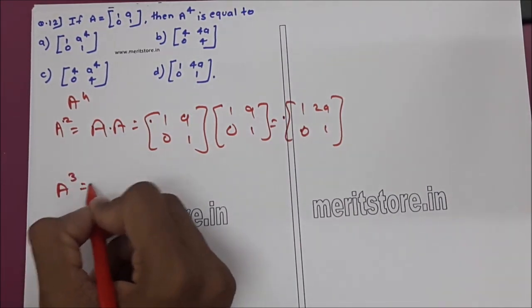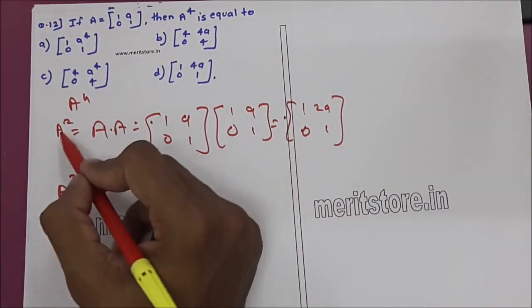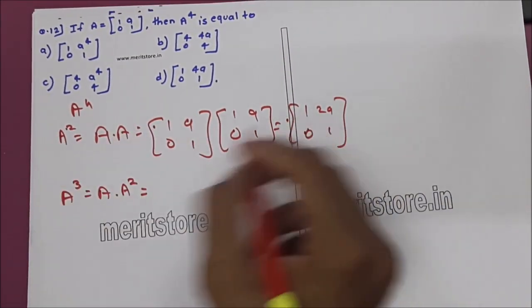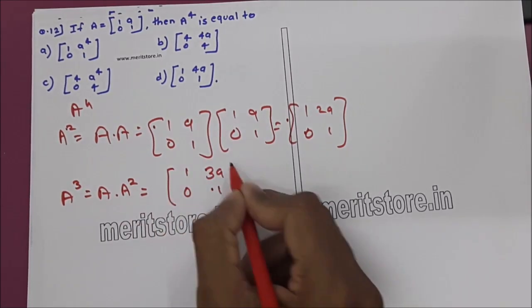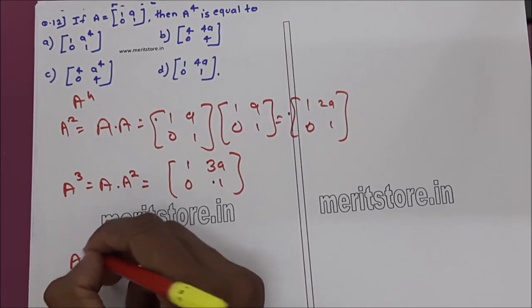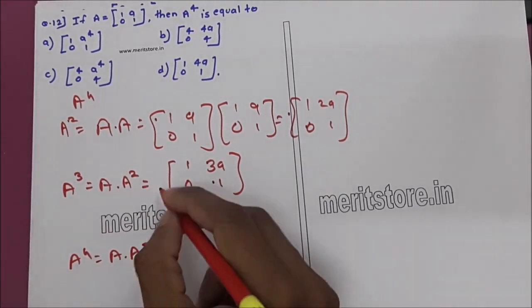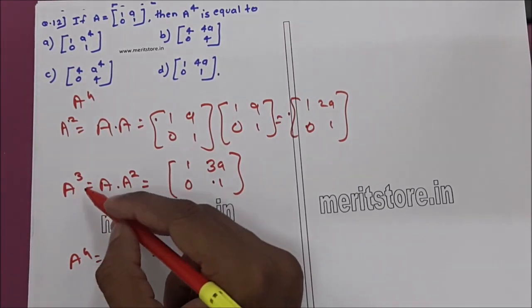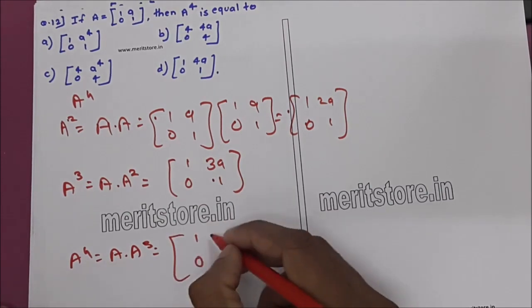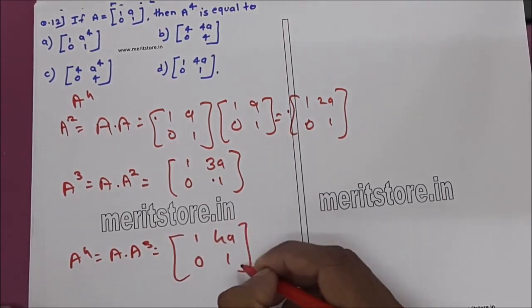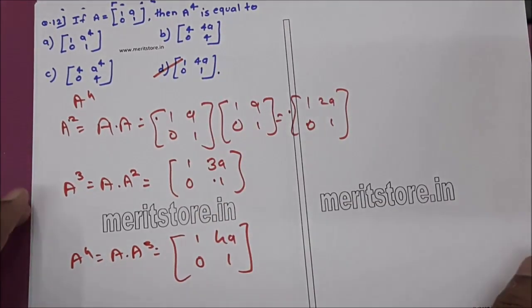Now we calculate the value for A cube, that is A into A square. We multiply matrix A and the value of A square, and we get 1, 0, 3a, 1. Now we calculate A raised to 4, that is A into A raised to 3. We substitute the values of the A raised to 3 and A matrices, so we get 1, 0, 4a, 1, which is option D. Option D is the correct answer.